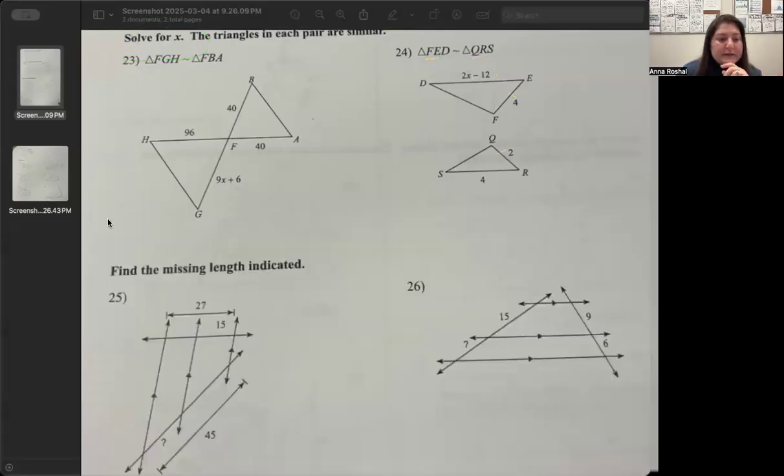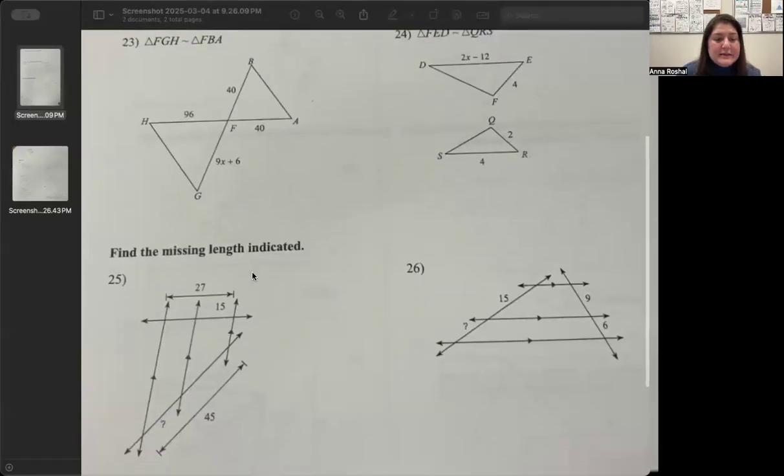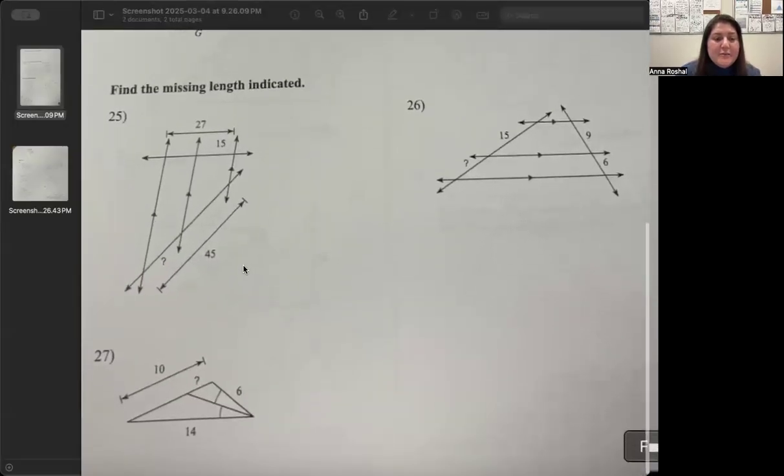Okay, so let's go ahead and continue. So now we're talking find the indicated length. These are also very similar. The only difference is that I like these a little bit better because you can set up one fraction with another fraction a little bit easier. So let's start with the easier one first, and then we'll move on to problem 25.